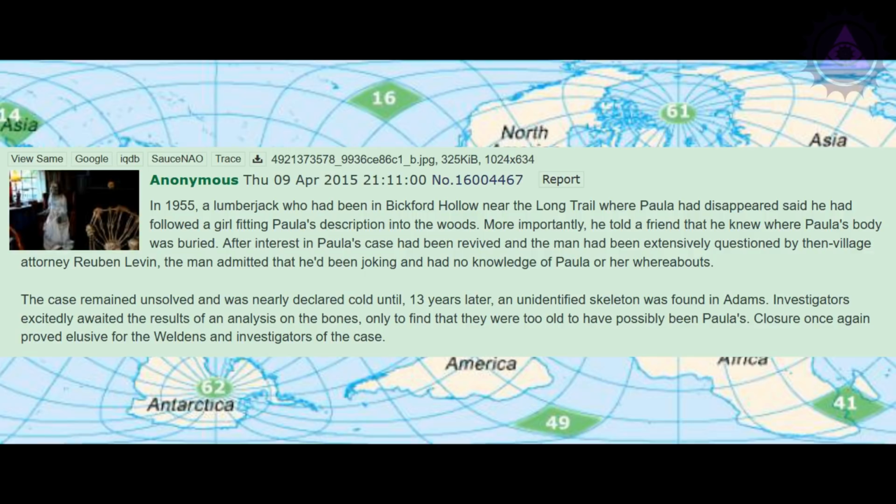The case remained unsolved and was nearly declared cold until, 13 years later, an unidentified skeleton was found in Adams. Investigators excitedly awaited the results of an analysis on the bones, only to find that they were too old to have possibly been Paula's. Closure once again proved elusive for the Weldens and investigators of the case.